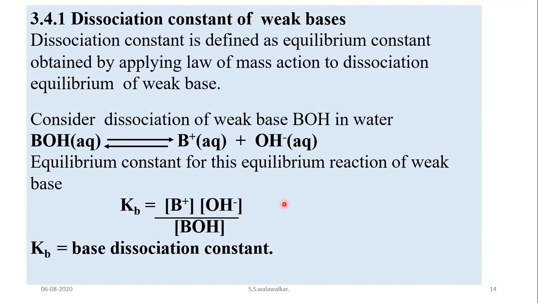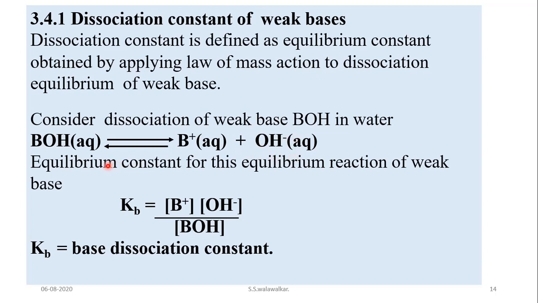Similarly, the dissociation constant of a weak base. The dissociation constant of a weak base is defined as an equilibrium constant obtained by applying the law of mass action to the dissociation equilibrium of a weak base. Generally a weak base is denoted as BOH. When a weak base is dissolved in water, BOH partially dissociates and gives you B+ ions and OH- ions.